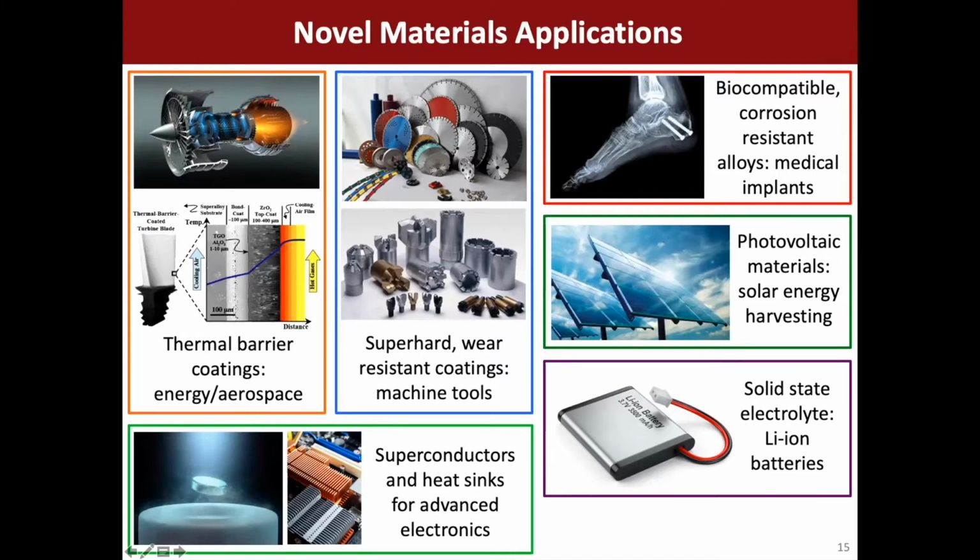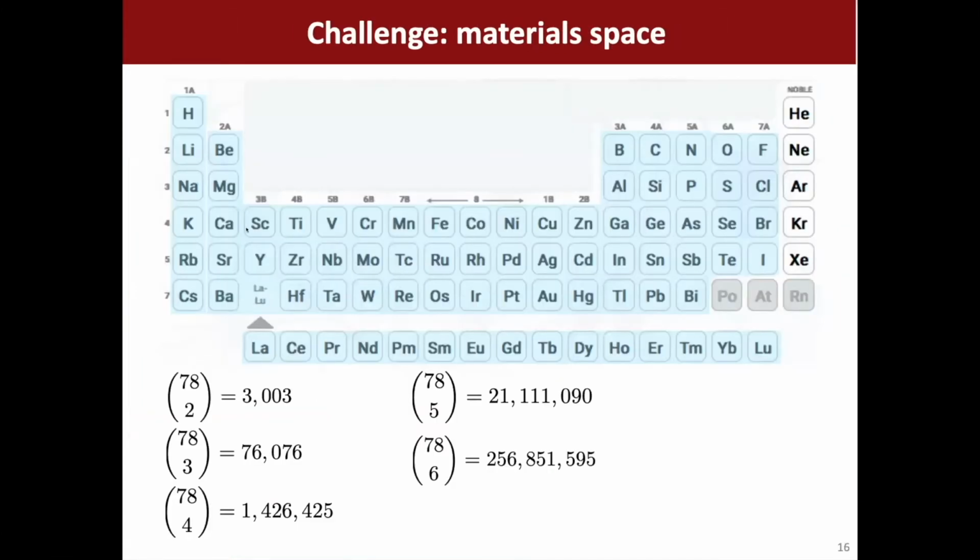To give you an idea of the scale of this problem, if we look at the periodic table, we have about 78 elements that are non-noble gases and more or less have stable isotopes. If we look at the number of ways we can combine these elements, not accounting for the different possible stoichiometries or different structures, just purely pairs of elements is about 3,000.